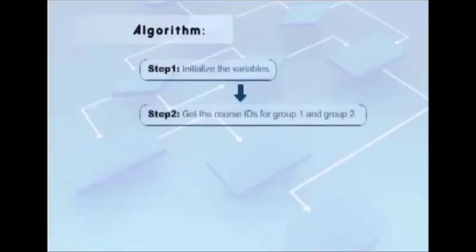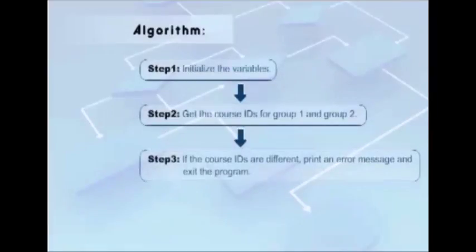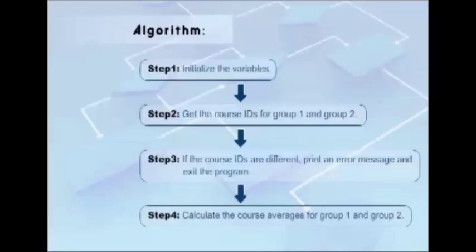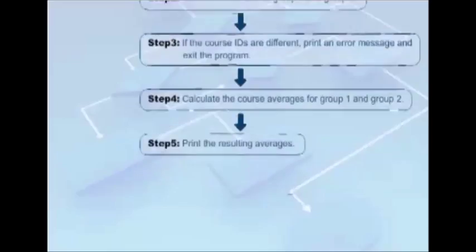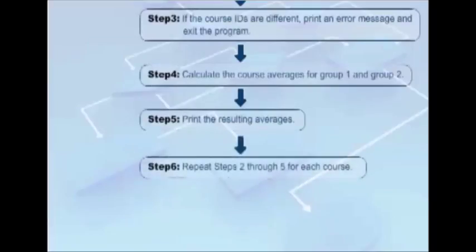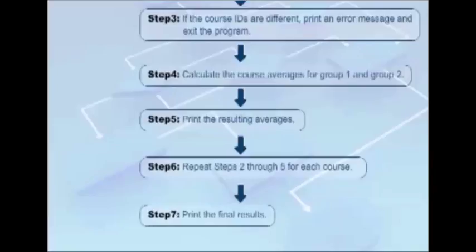Now that the problem has been analyzed, we can describe the algorithm. First, initialize the variables. Then, get the course IDs for groups 1 and 2. If the course IDs are different, print an error message and exit the program. Next, calculate the course averages for groups 1 and 2 and print the results. Repeat steps 2 through 5 for each course. You will then print the final results.